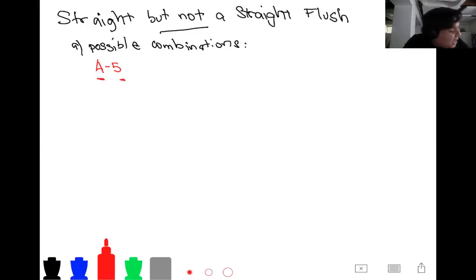The next higher straight would, of course, start from a 2, and then end at a 6. The next one would be from 3 all the way to a 7. And if you continue this, eventually the highest possible straight that you can have would start from a 10 and end with an ace.